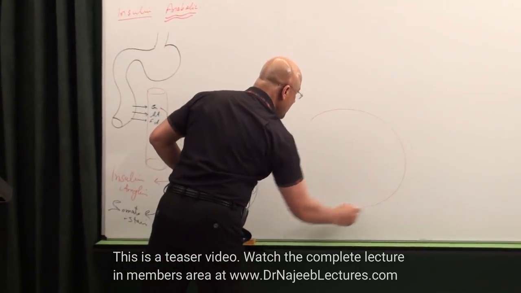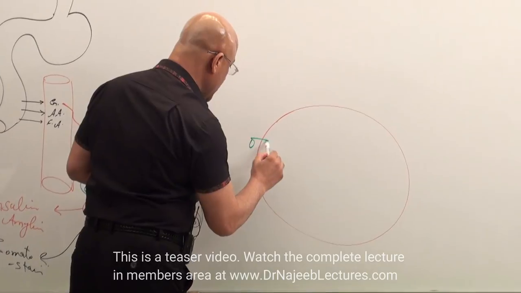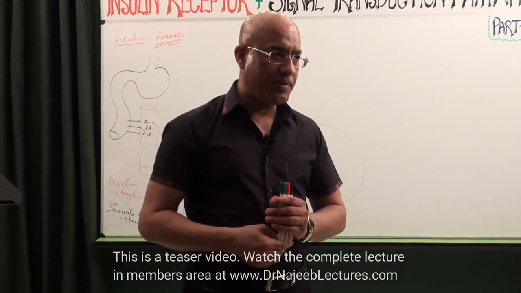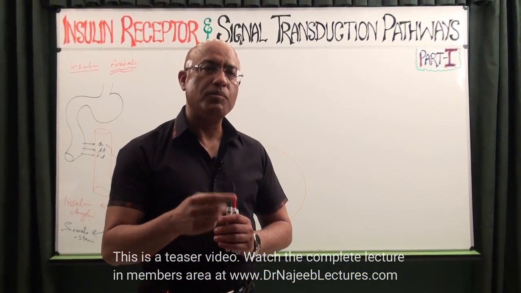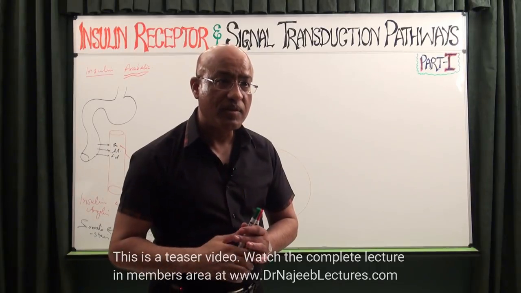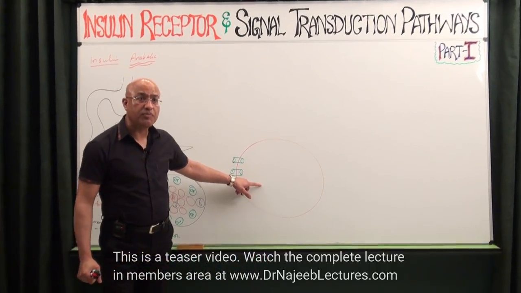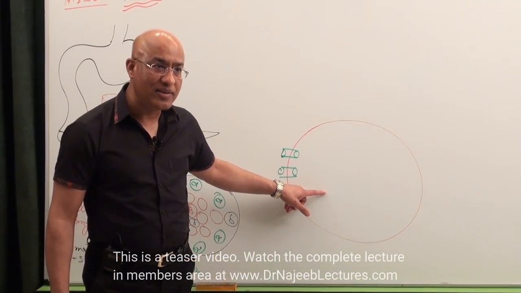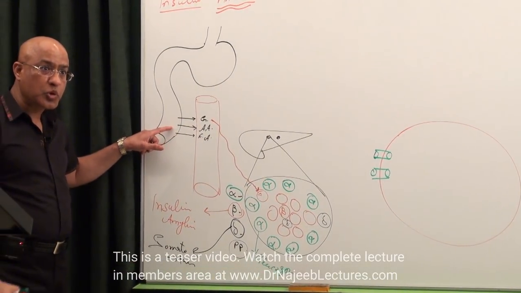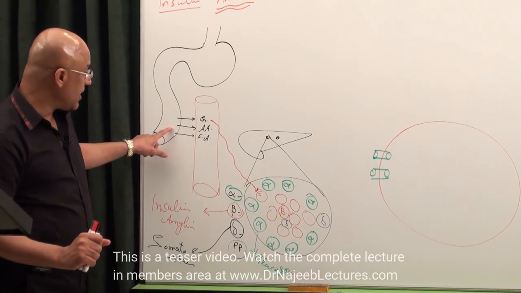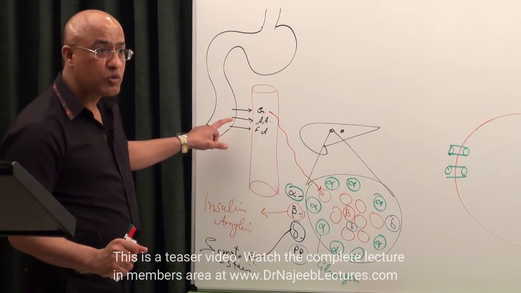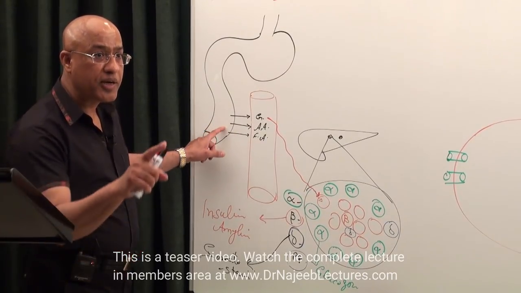Let me tell you briefly. This is the beta cell, and here are glucose transporters in the beta cell. Remember, the glucose transporters in the membrane of the beta cell are independent of insulin presence or absence. I mean, glucose uptake by the beta cells of the pancreas is not insulin dependent. Actually, glucose absorption from the GIT mucosa is also insulin independent. When you eat carbohydrate, glucose is absorbed from the GIT by glucose transport mechanisms which are independent of insulin.